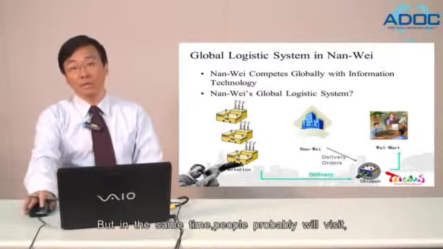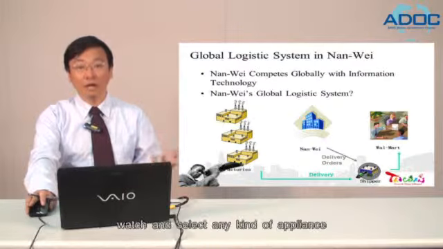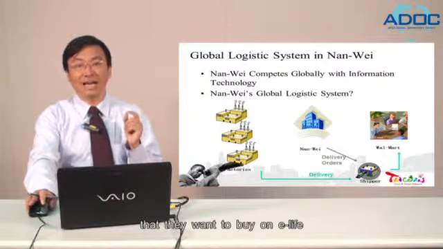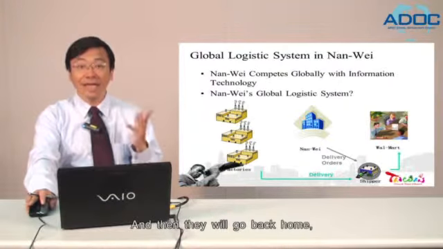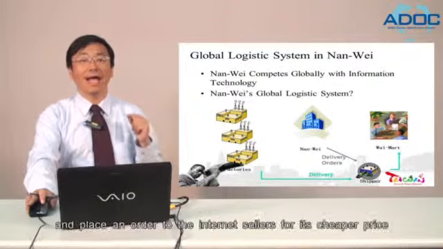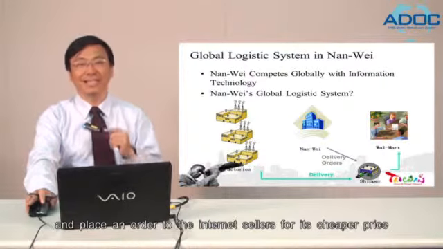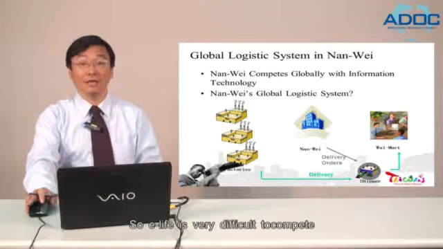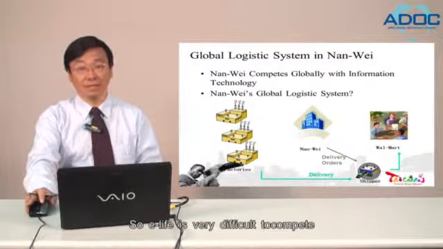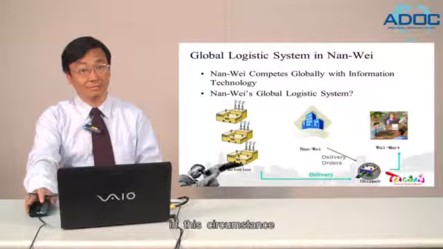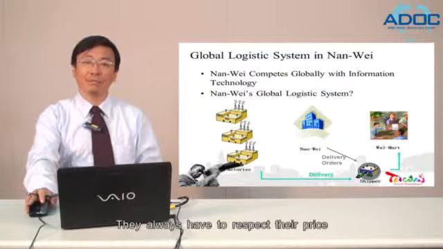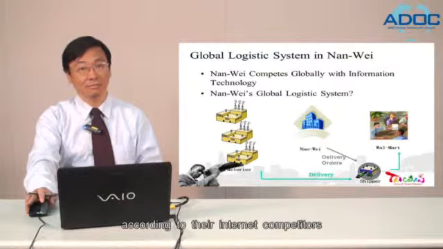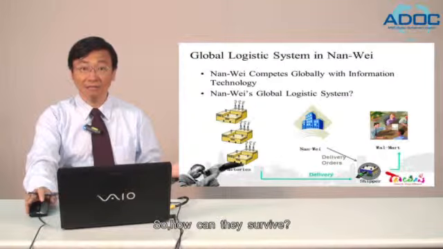But at the same time, people will probably visit, watch, and select any kind of appliance they want to buy at eLife. Then they will go back home and place an order with an internet seller for a cheaper price. So eLife finds it very difficult to compete in these circumstances. They always have to respect their price according to their internet competitors. So how can they survive?